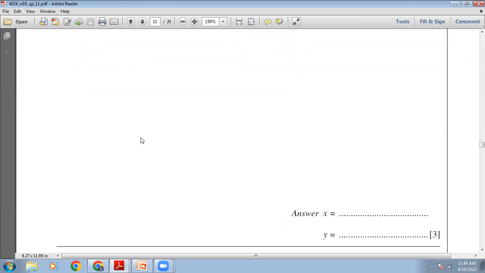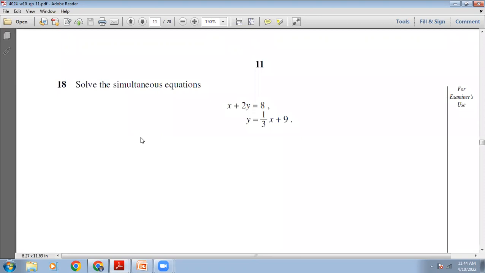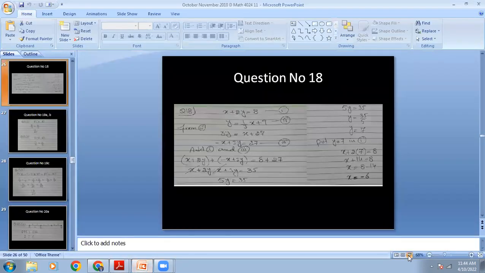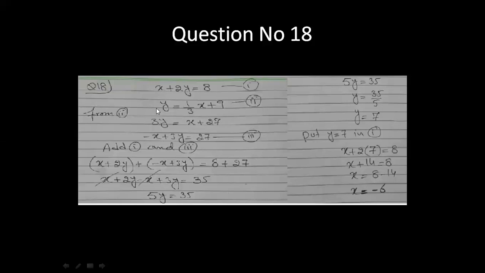Here we have a 3-mark question, and we have to find out the value of the x and the value of the y, and this is simultaneous equation. So my methodology is very simple. Multiply this second equation with the 3. So you will have 3y equals to x plus 27. And then just simply add these two equations, and the x will be cancelled. So you can see from the second equation, I multiply with the 3. So you will have 3y equals to x plus 27. And bring this x to this side, you will have minus x plus 3y equals to 27.